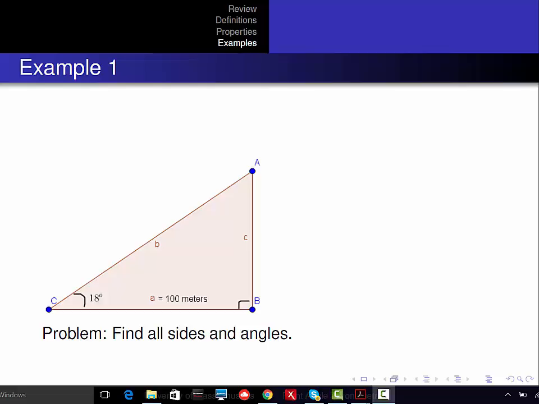So for this first example, we're asked to find all sides and angles of a triangle. So we're given a right angle triangle, and we're told that angle C is 18 degrees, and that side A is 100 meters. Okay, well what else can we find out?